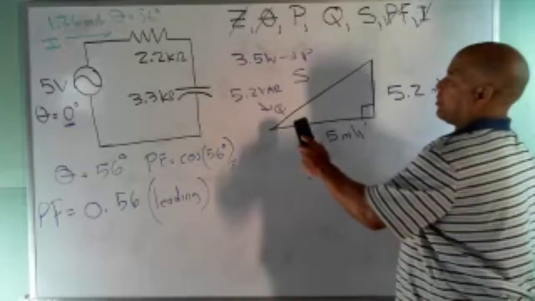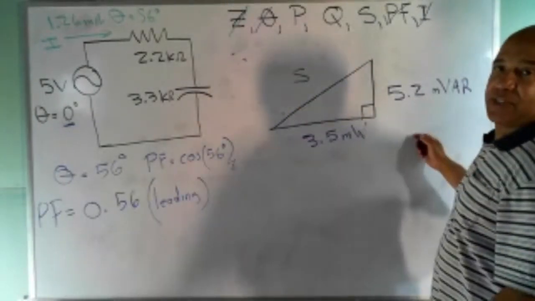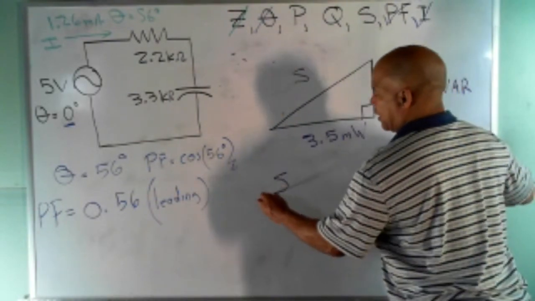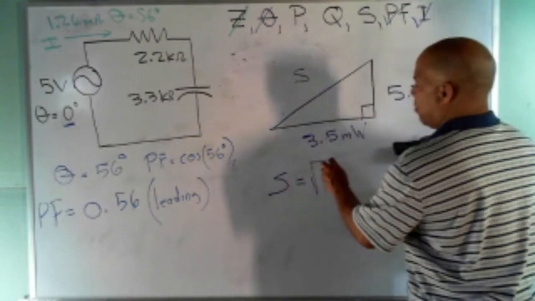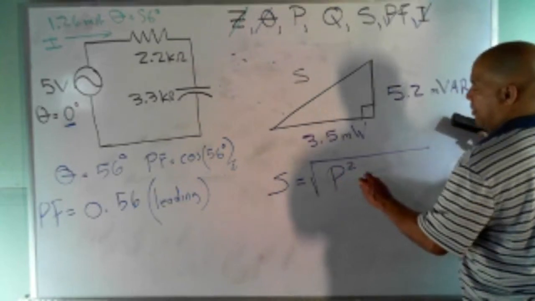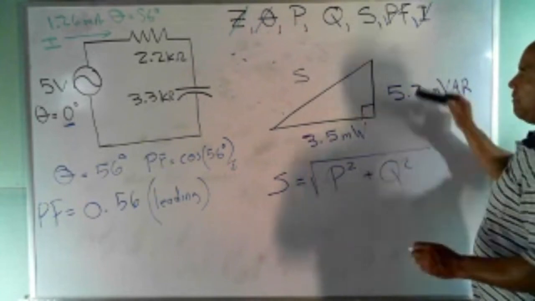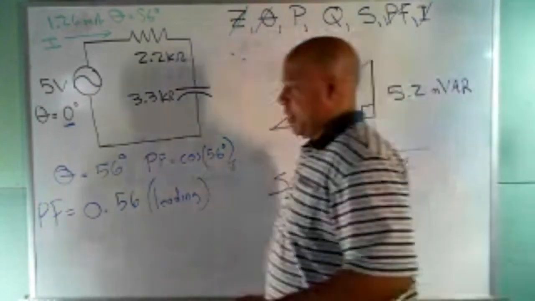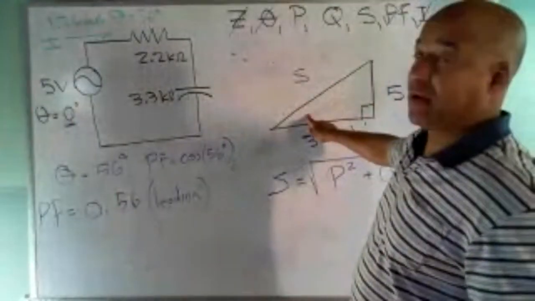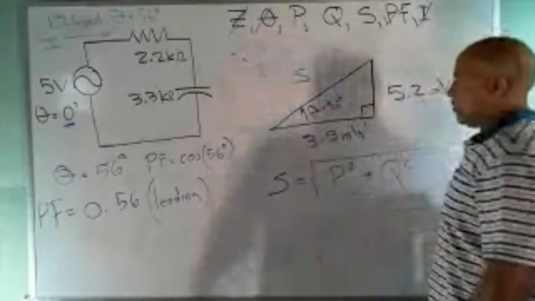Okay. And so now to find S, remember, you can't just multiply this times this like you do in DC. S is the square root of P squared plus Q squared. So that's how we find the apparent power. And we've already found this angle right here. It's the same as the impedance angle, just 56 degrees. So we get that as a gift. So theta there is 56, same as the impedance angle.